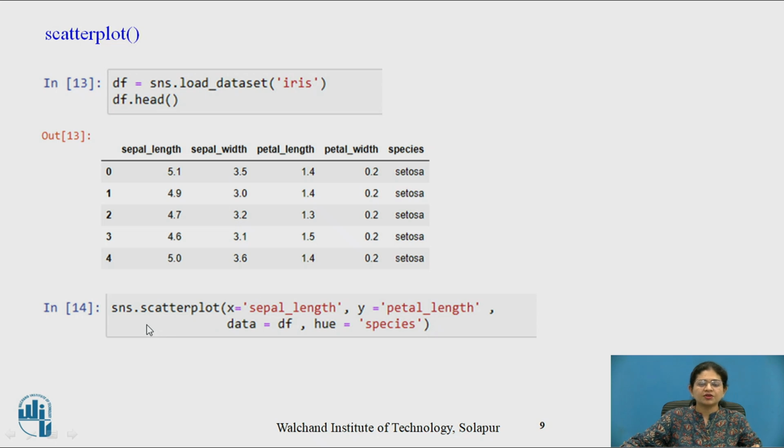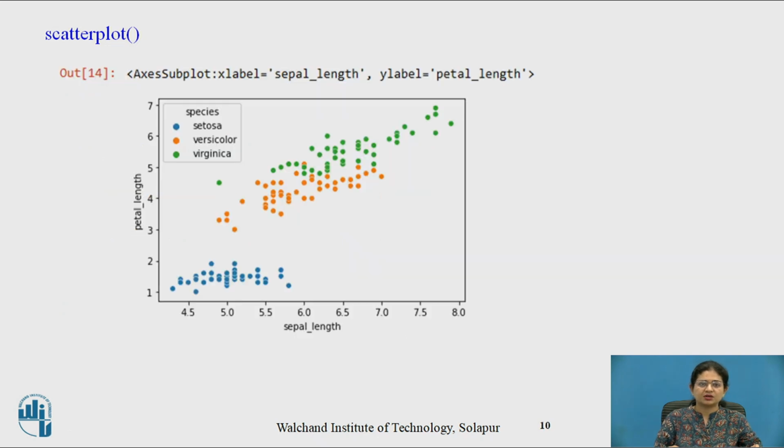Now look at here, if I want to draw a scatter plot, I will call the method scatterplot, x equal to sepal_length, y equal to petal_length, data equal to df and hue equal to species. So according to the species, my scatter plot is drawn over here. The species are three: setosa, which is shown in blue color, versicolor shown in orange color, and virginica represented in green color. So this is a scatter plot and a relational plot.